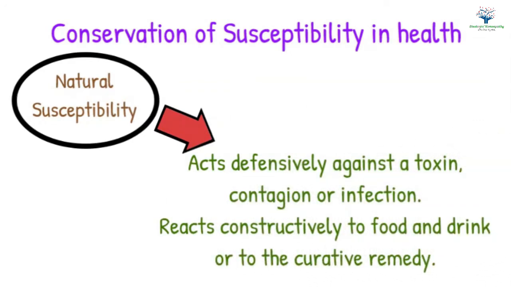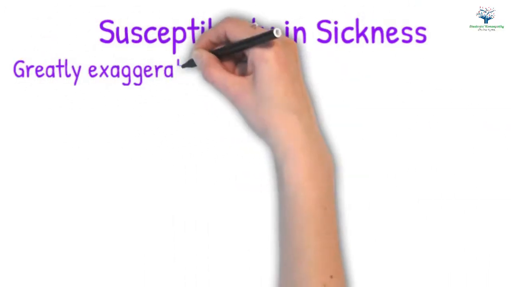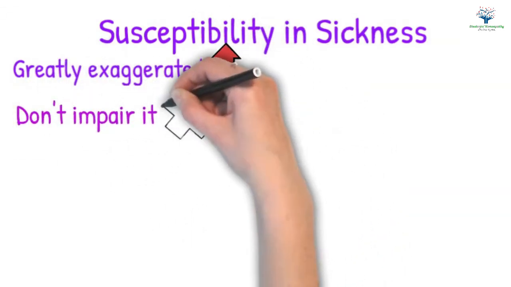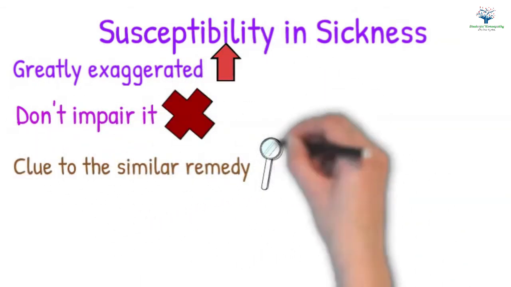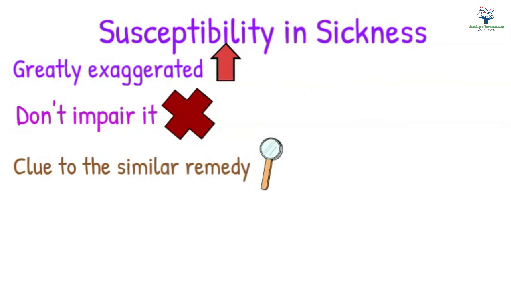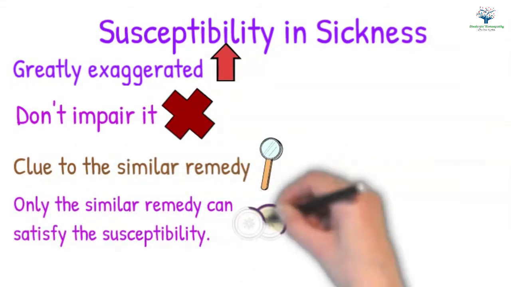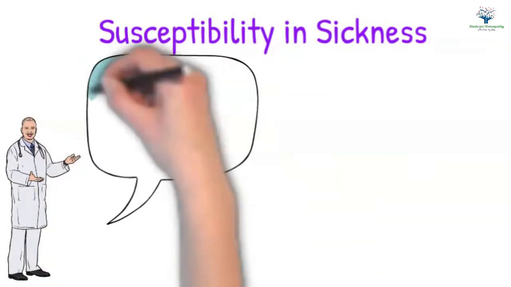So next, coming to susceptibility in sickness. As we have already discussed, the susceptibility in sickness is greatly exaggerated. So we must be very careful and we should not do anything to impair it. And we should remember that through this exaggerated reaction, we find our clue to the similar remedy. In sickness, it is essential to remember that it is only in the administration of a similar remedy that susceptibility is satisfied. All our efforts must be guided by this one question: does the remedy satisfy the demand of this exaggerated susceptibility?